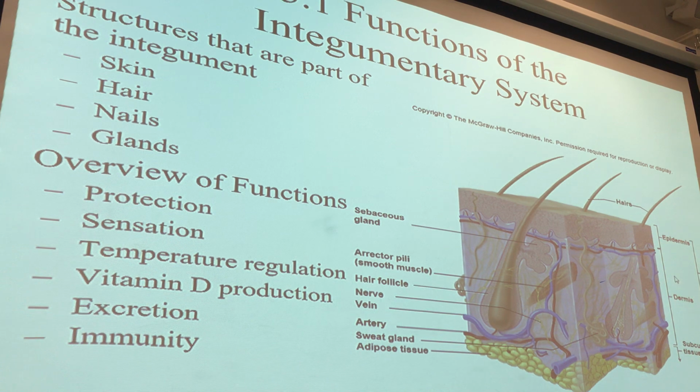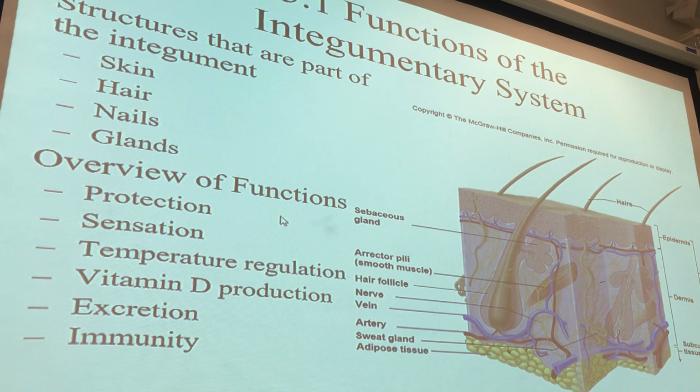So know the difference between the skin versus the whole integument. The skin is just epidermis and dermis. The integumentary system is the epidermis, dermis, and the subcutaneous fatty tissue underneath. And we're going to talk about all these different functions in the last part of our slides.